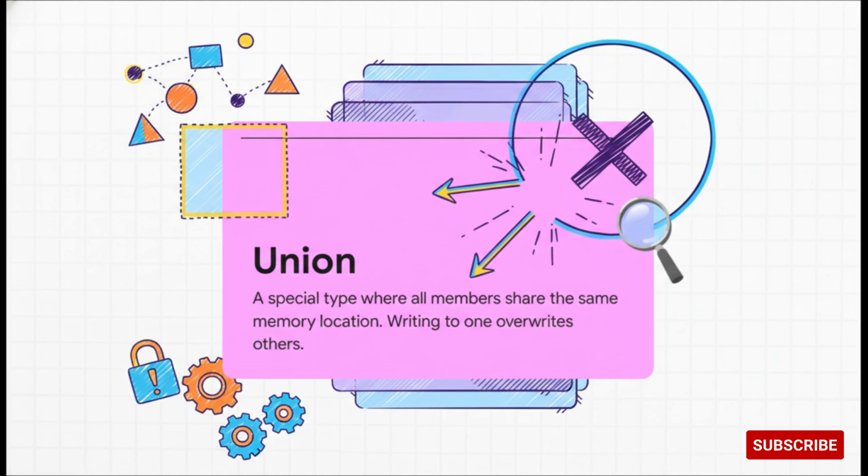And then there's the union. This is a very specialized and, frankly, a potentially dangerous tool. In a union, all the members share the exact same spot in memory. This can save you some space, but it's like having one single box that you use for everything. If you put your lunch in it, you'd better be darn sure you took your greasy tools out first.